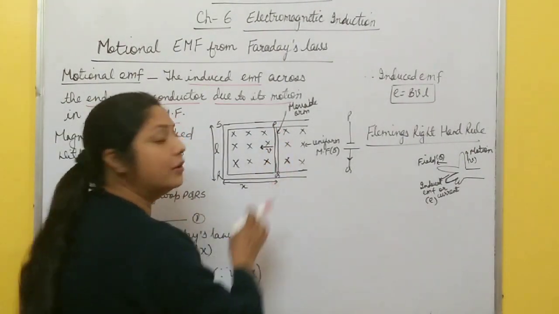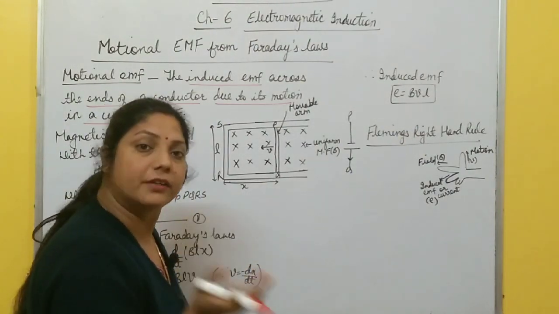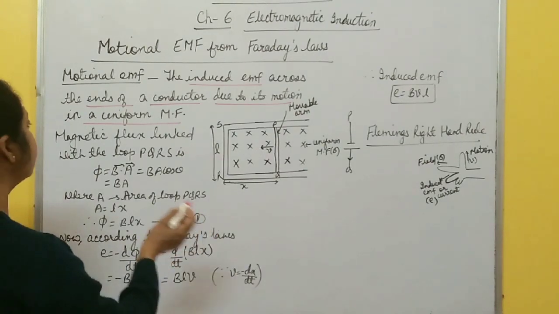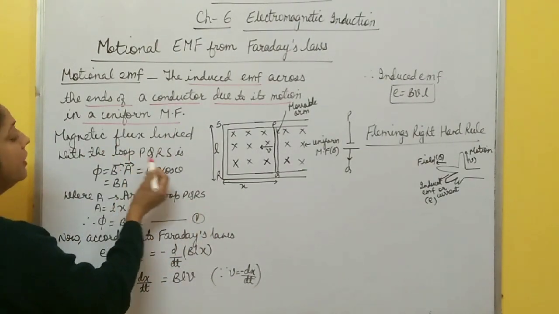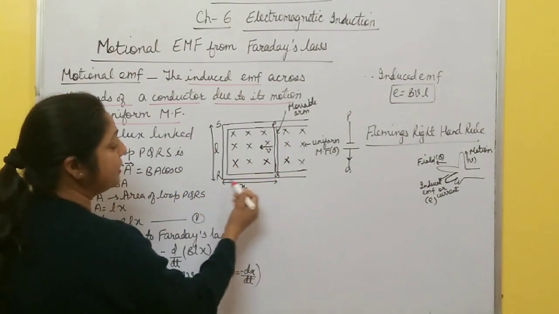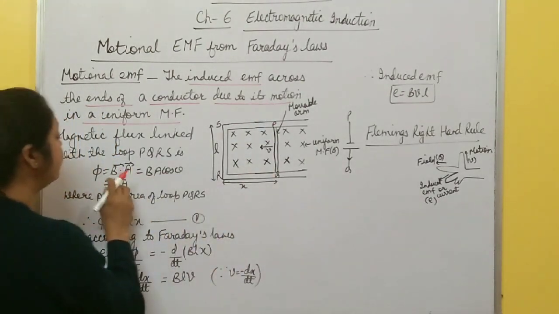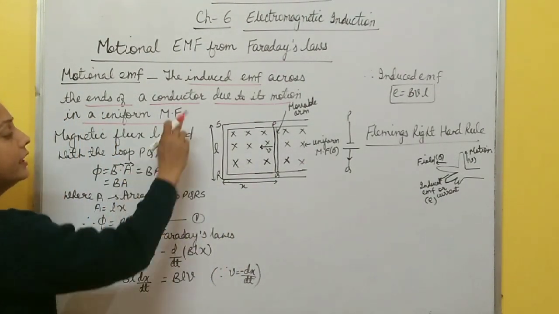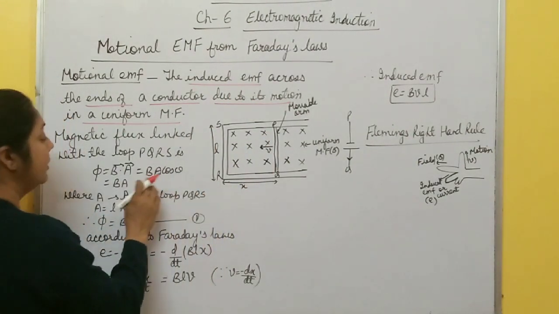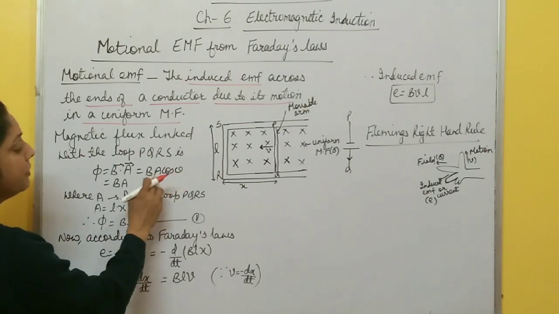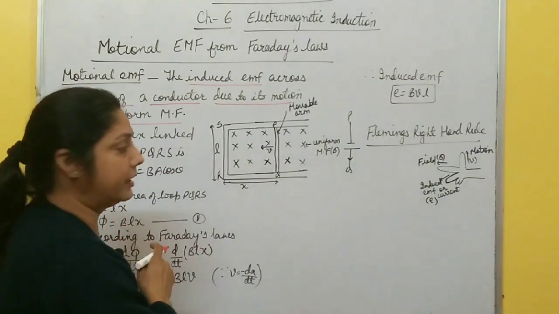So what is the value of that induced EMF? That induced EMF is called motional EMF. First, the magnetic flux linked with the loop PQRS. What is the magnetic flux linked with this loop? It is B dot A, where A is the area of this loop, and this is equal to BA cos theta. Theta is the angle between the magnetic field and the area vector.